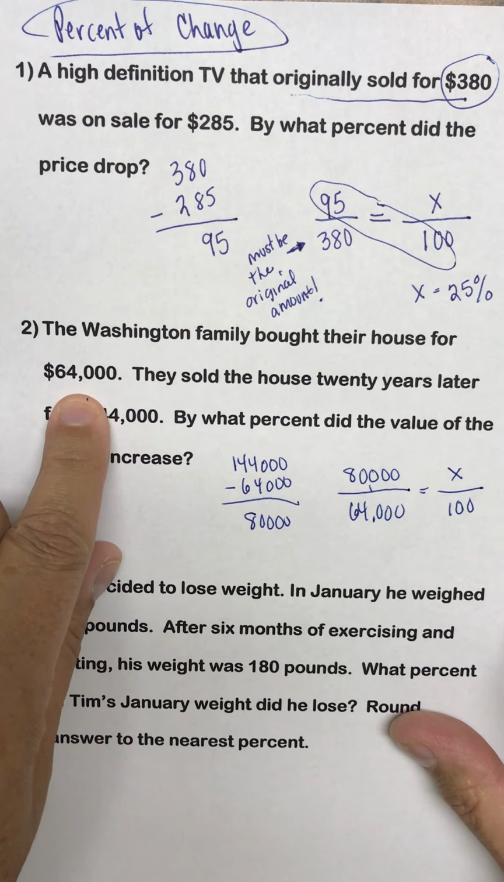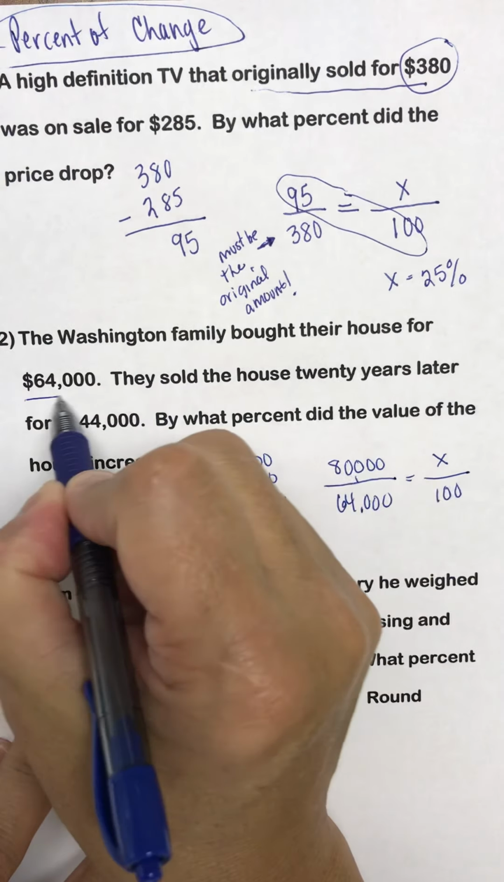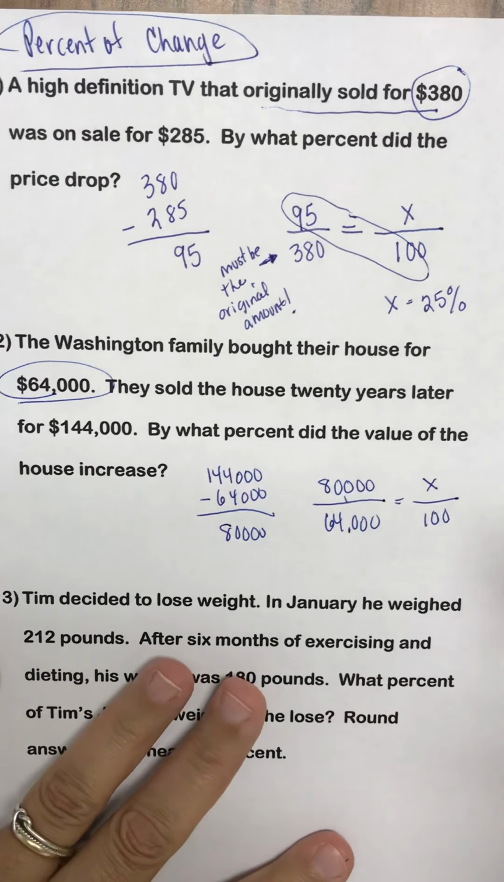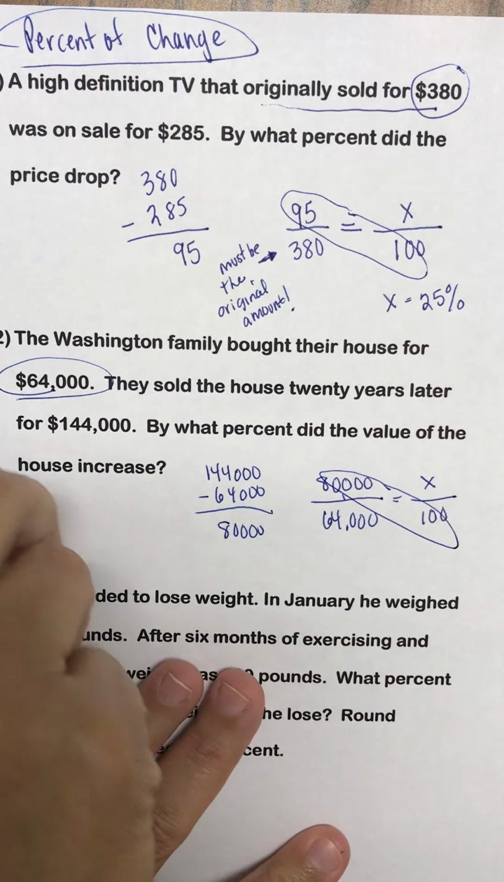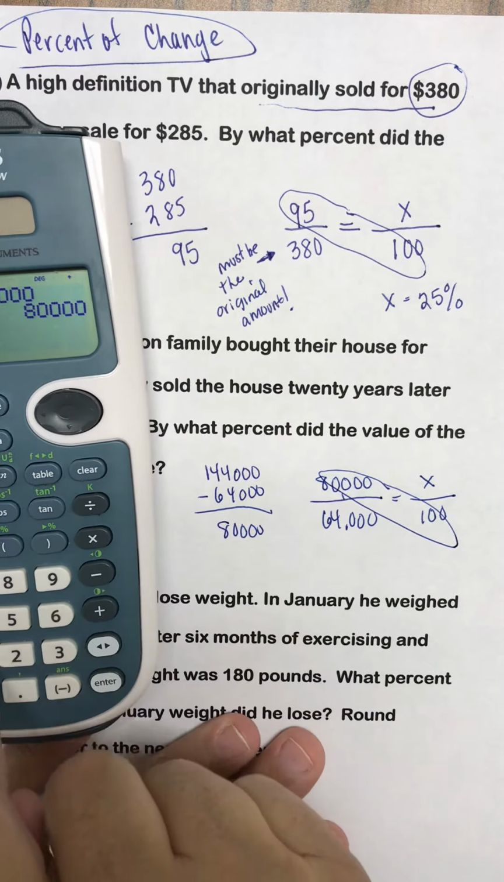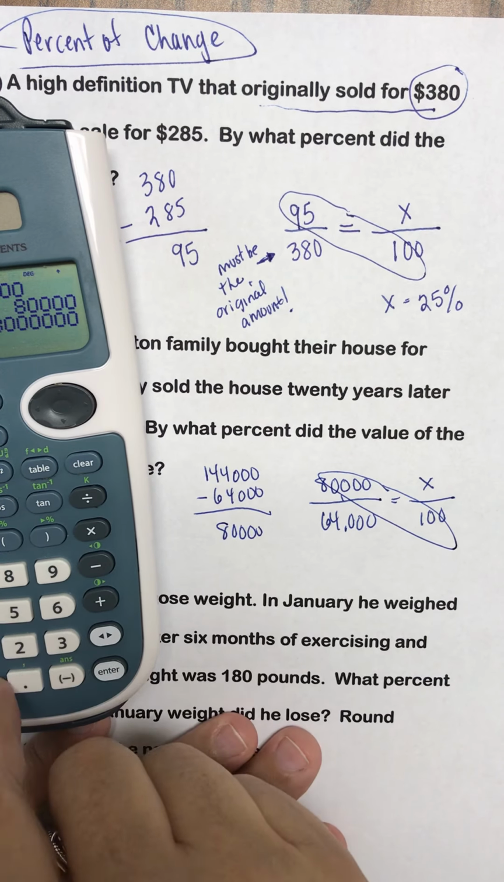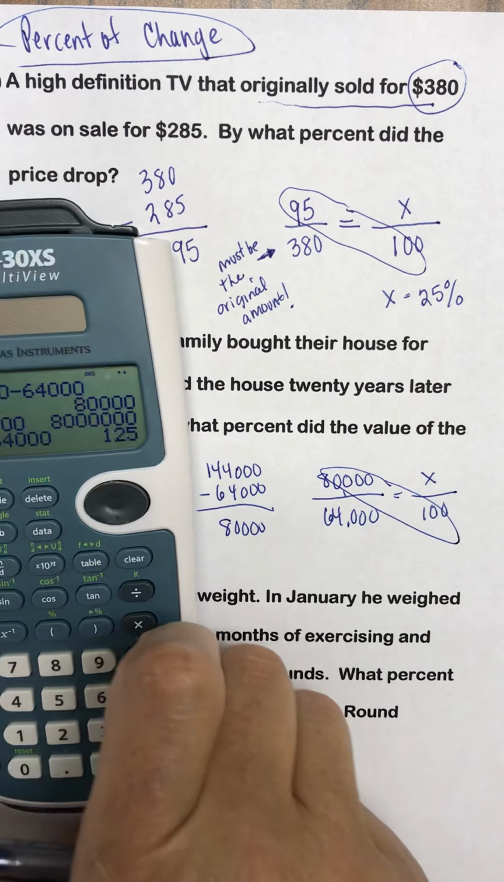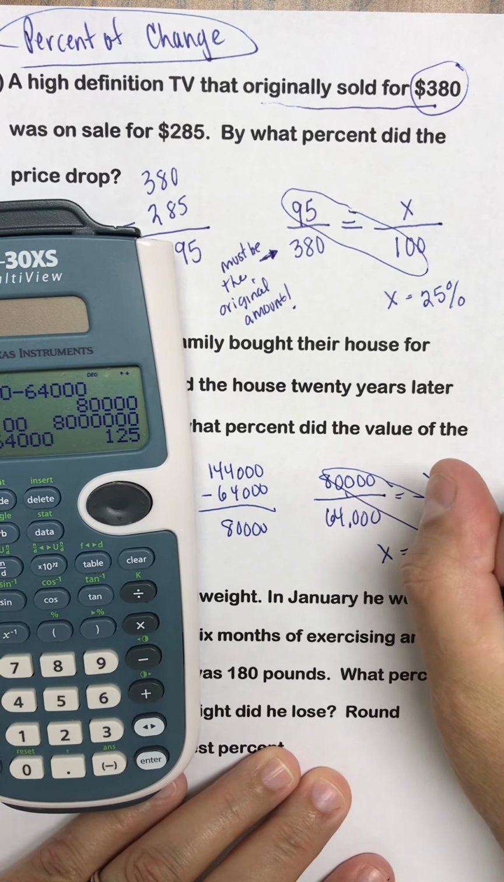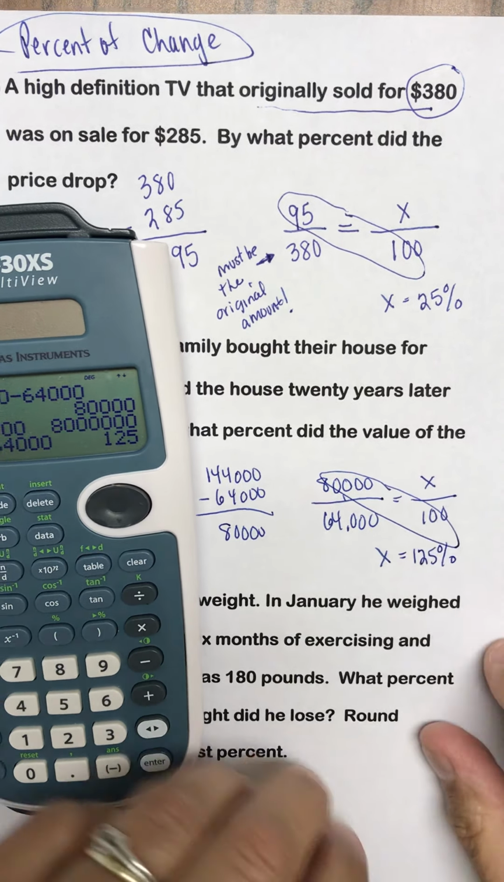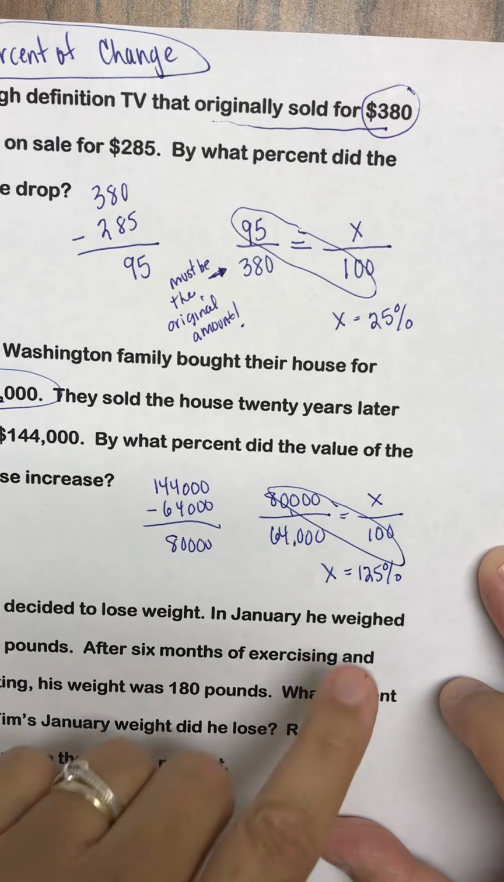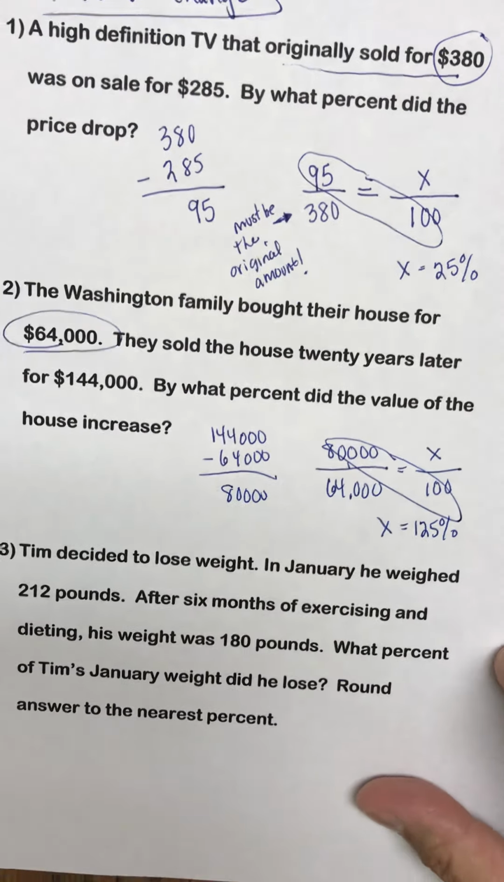Remember, this is the original price. That's the price they bought the house for. This is my original amount. Cross multiply and divide. X equals 125%. So the value of their house increased by 125%.